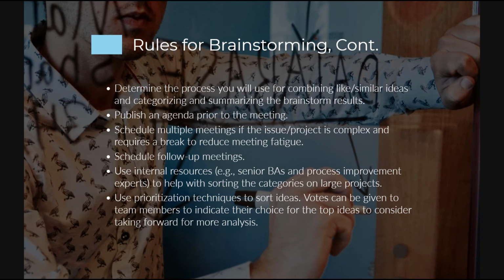You want to determine the process that you're going to use for combining like and similar ideas and categorizing and summarizing the brainstorm results, right? You need to be able to put things together that go together, right? So come up with a process for that. You want to publish an agenda prior to the meeting. You want to schedule multiple meetings if the issue or project is complex and you're just not going to be able to get through everything in one meeting.